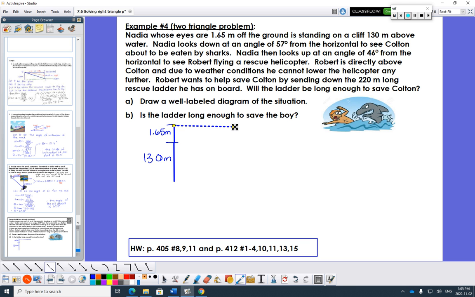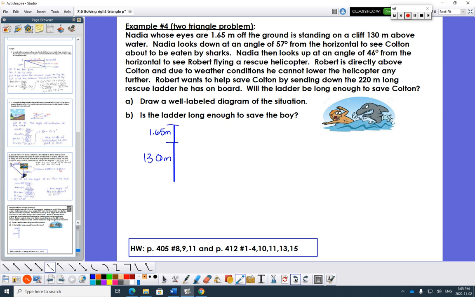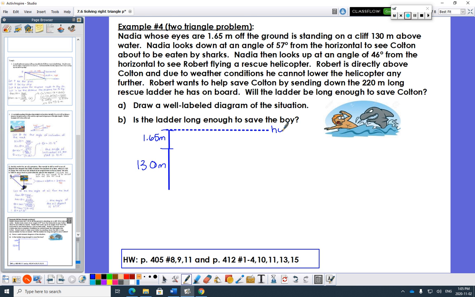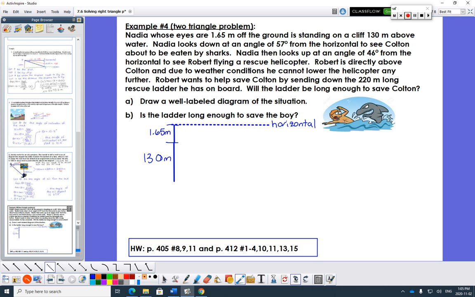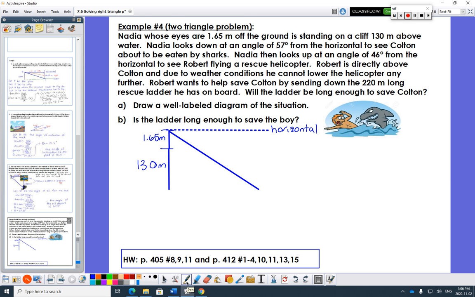So we're going to actually, when it says horizontal, I would draw one in to help yourself. Okay, so from the horizontal, it's 57 degrees. So here's the horizontal, 57 degrees.